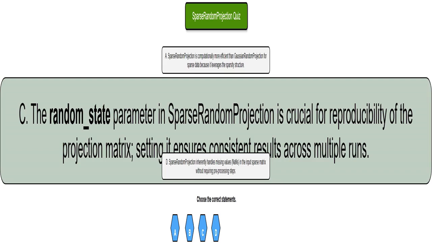I discovered statement C is true. random_state acts like a seed for the random number generator. Setting it ensures you get the same random projection matrix every time you run your code. This is essential for getting consistent and repeatable results. Without it, you might get slightly different projections each time, even with the same data.